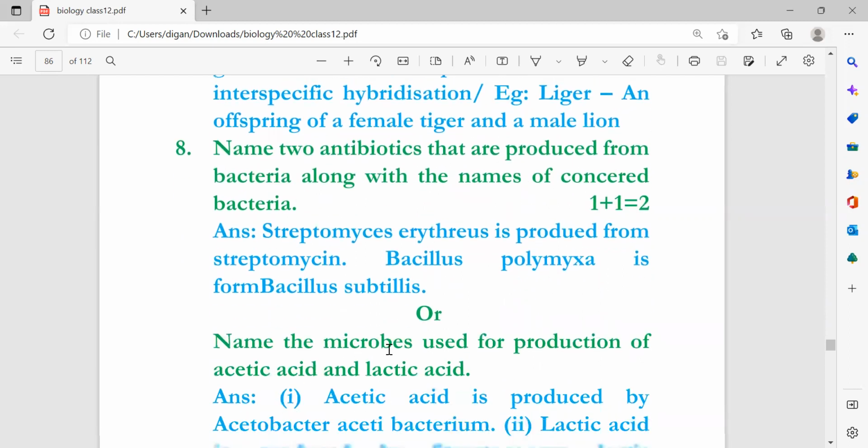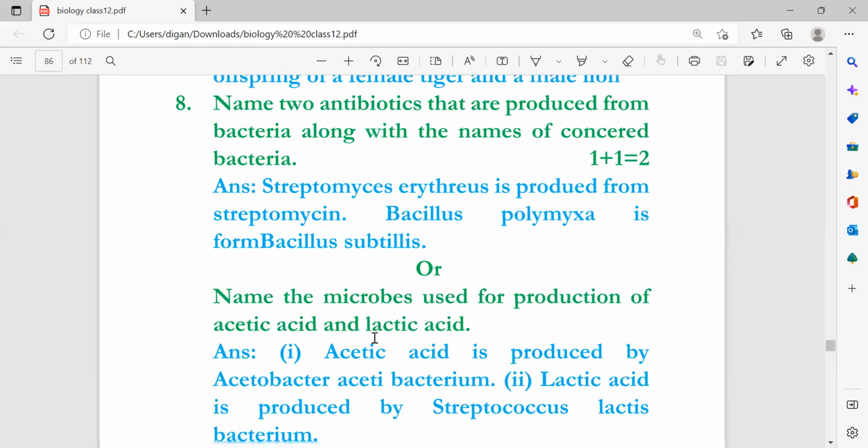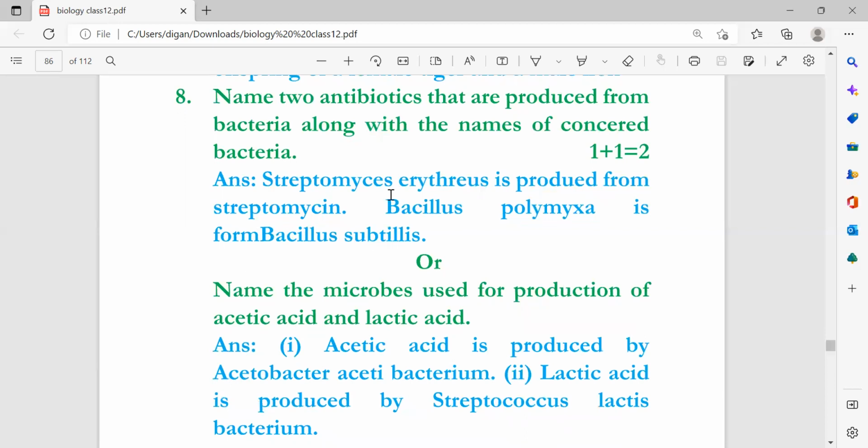Name two antibiotics that are produced from bacteria along with the name of the concerned bacteria. These are the names of the antibiotics. Streptomycin is produced from Streptomyces, and bacitracin, which is produced from Bacillus subtilis.